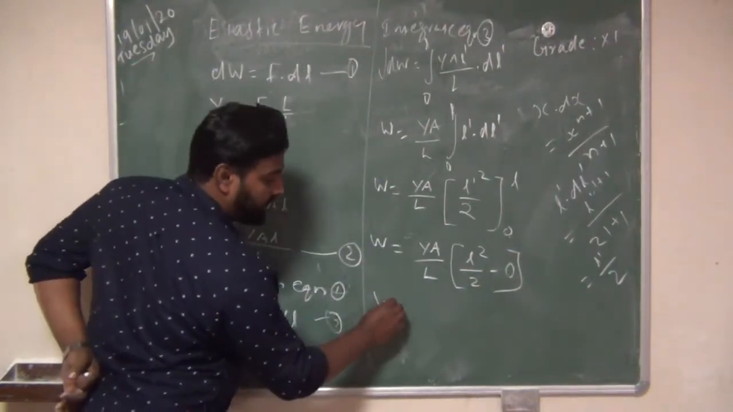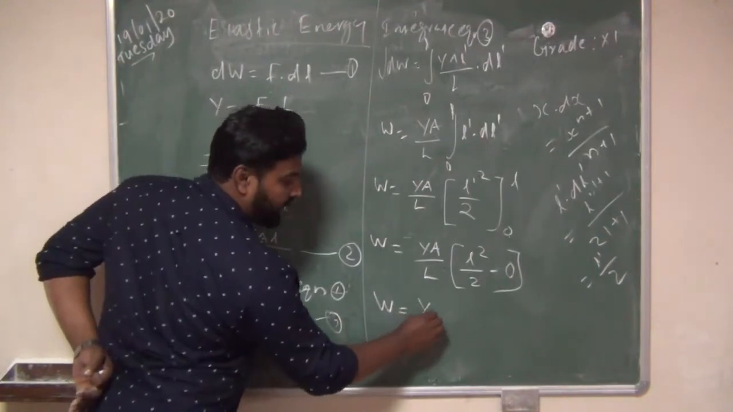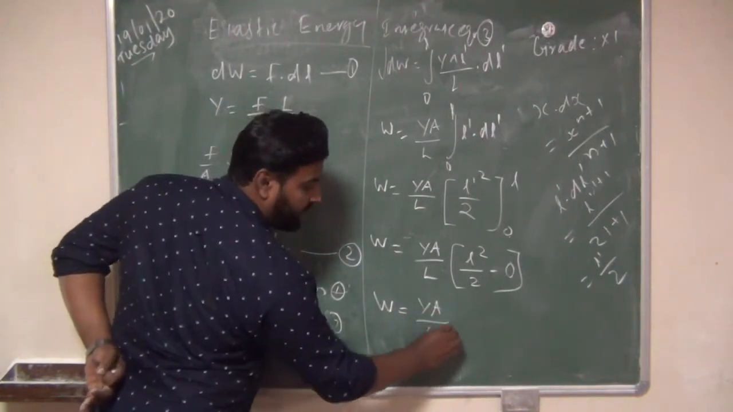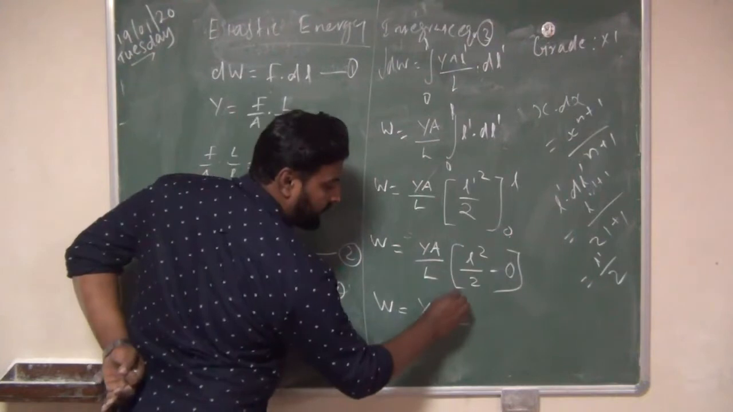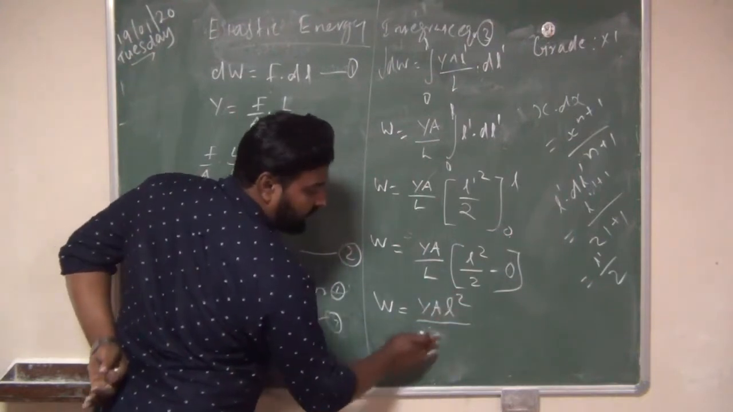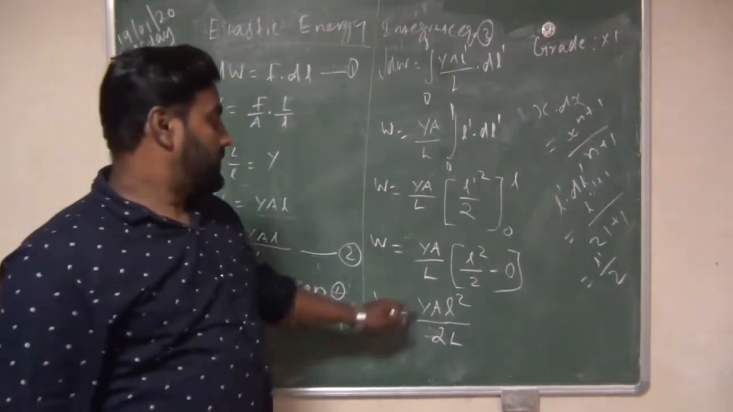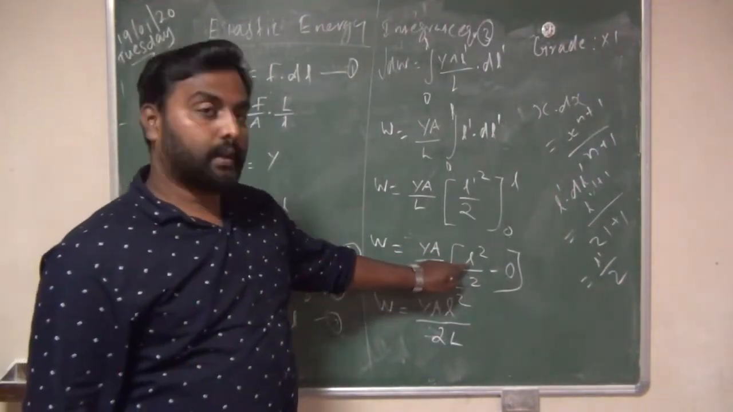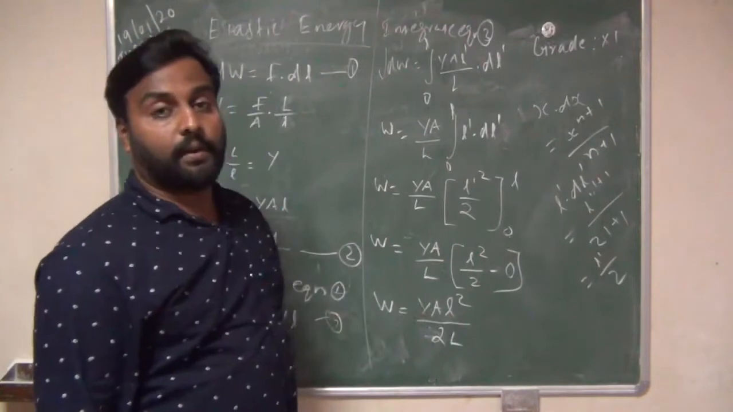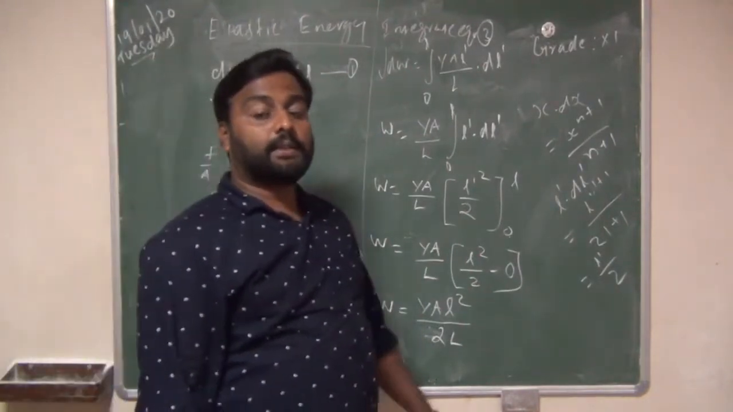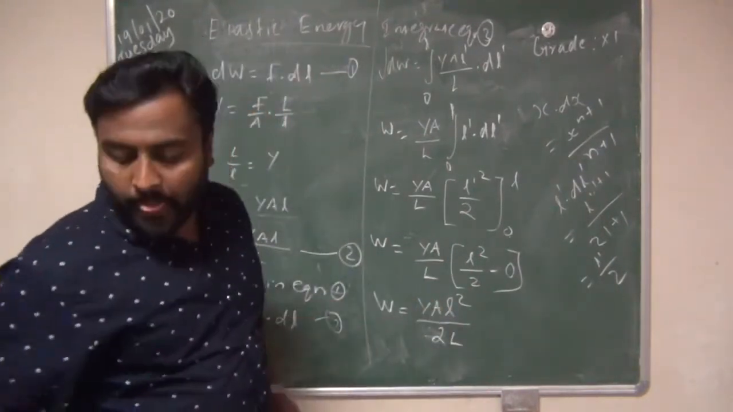So the answer is W equal to YA by L times L square by 2, which gives YA L square by 2L. Now we know that this is the work done we got.